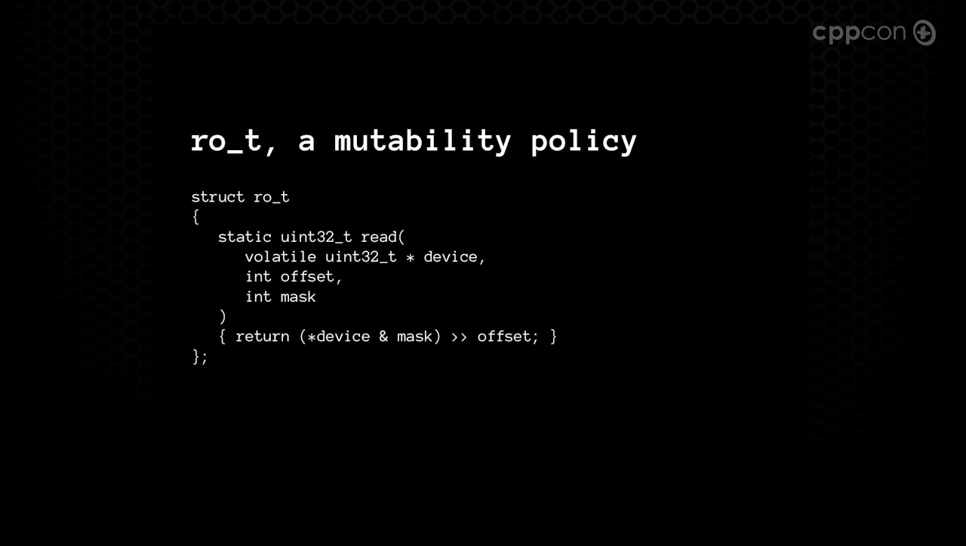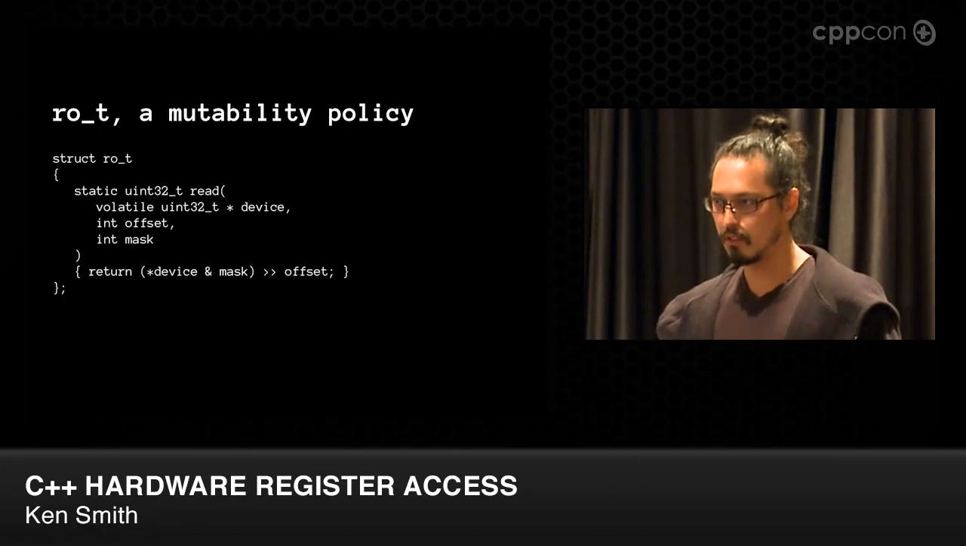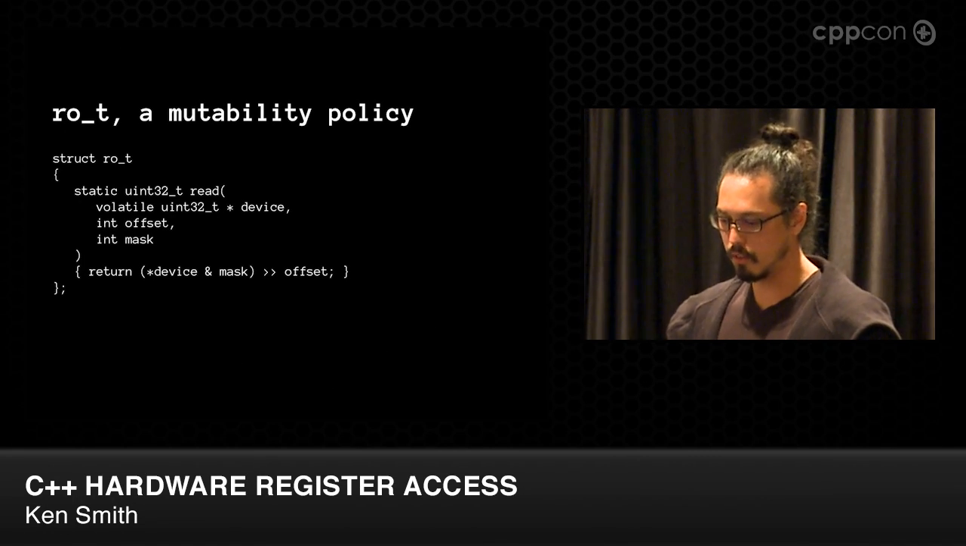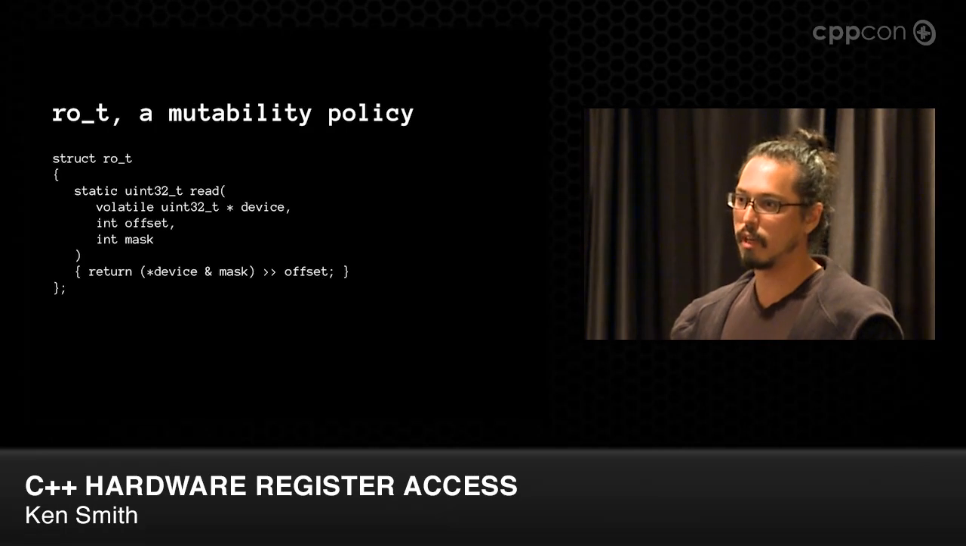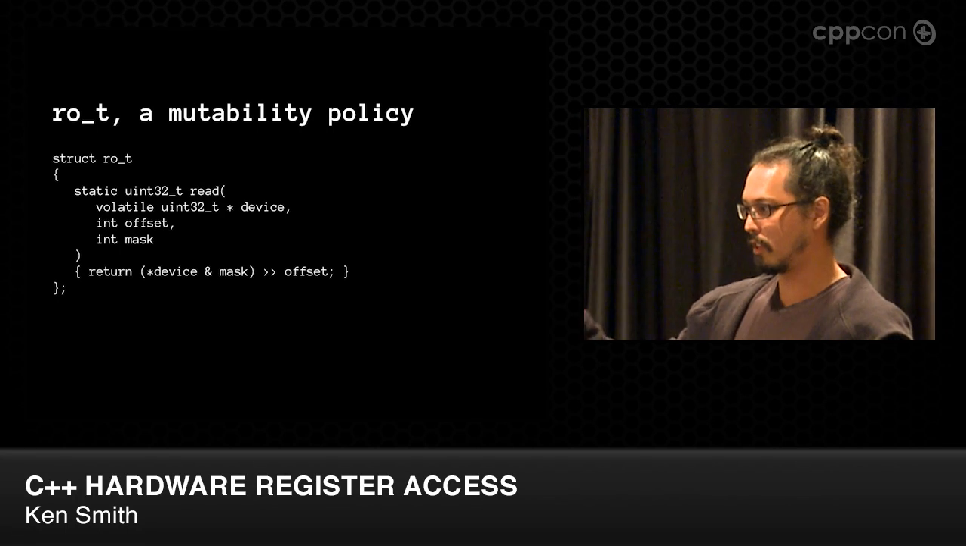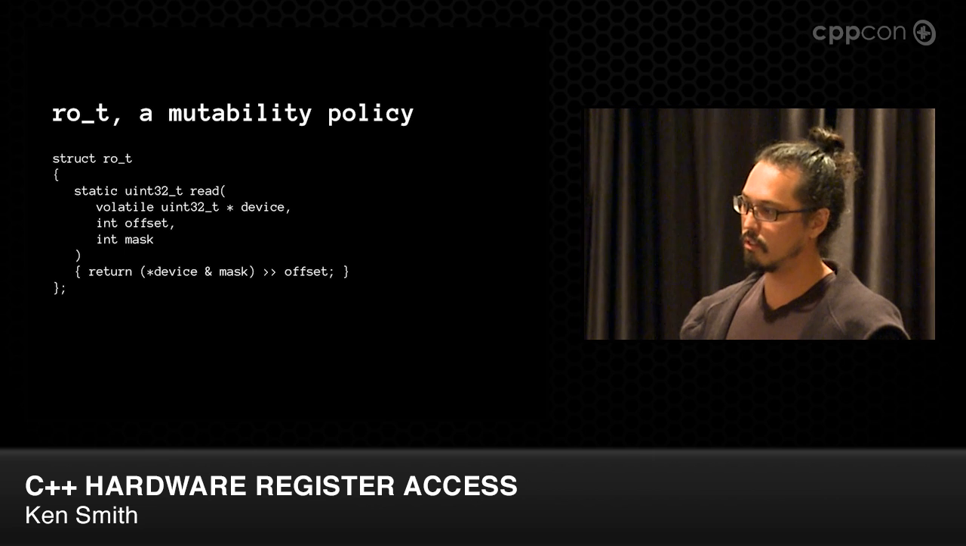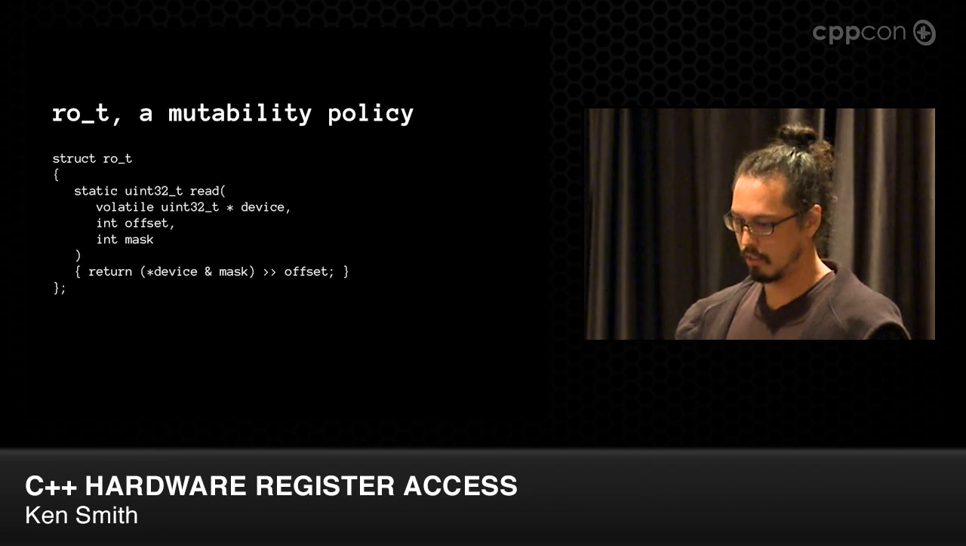And this is an example mutability policy. It takes the device, it takes the offset and mask, and it just does something very similar to what we did when we were dereferencing volatiles. Why is this useful? You might notice that in this read-only policy, we don't have a write function, and of course, because this is going to be duck-typed, if you call register write on a read-only register, it's going to give you a compile time error. So this is a little bit of safety that we can build into our register access.